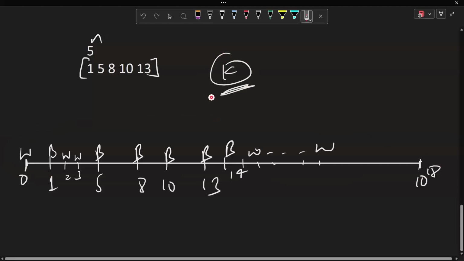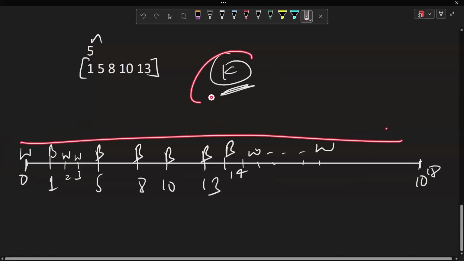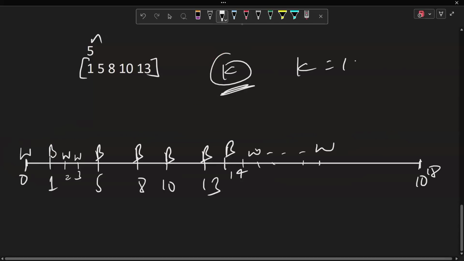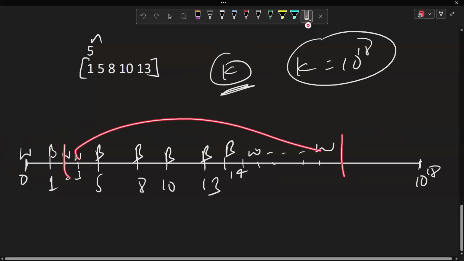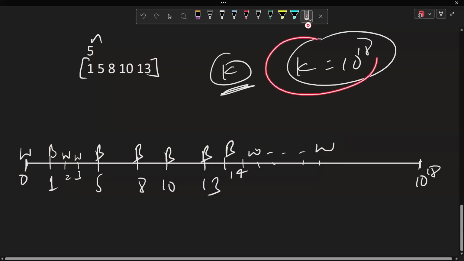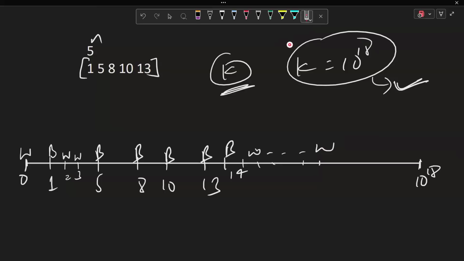How would you come to this state? Select two white cells, paint both of them black if their distance is less than or equal to k. If you take k as some very big value, let's say 10 to the power 18, it means you can select any two cells and paint both of them black. There is no problem, the distance of any two cells would always be less than that. So for very big values of k, it would always be satisfied. But you need to find the minimum value of k for which it is satisfying.